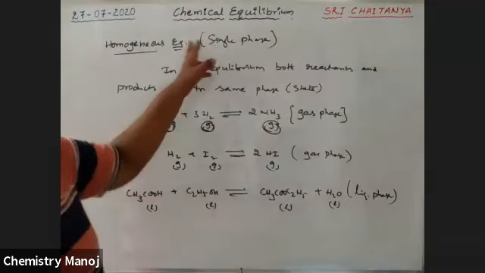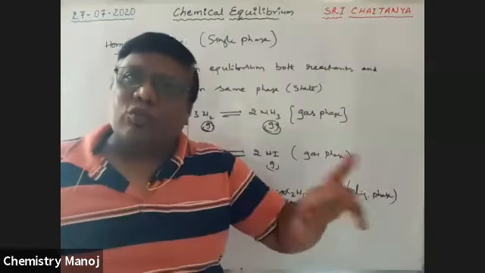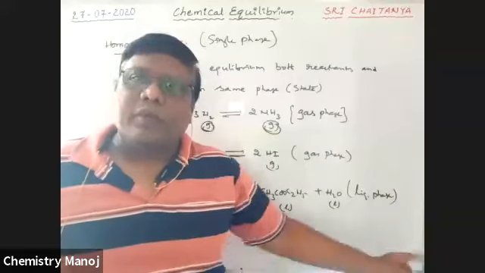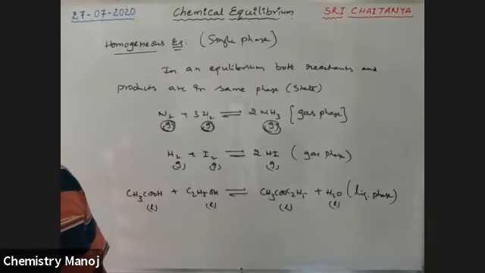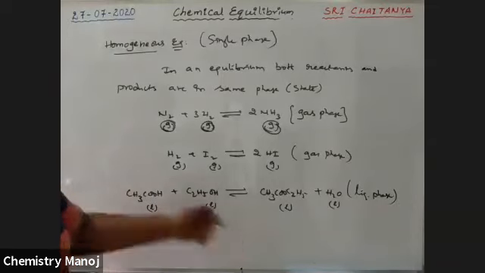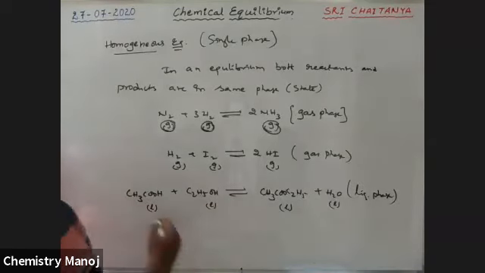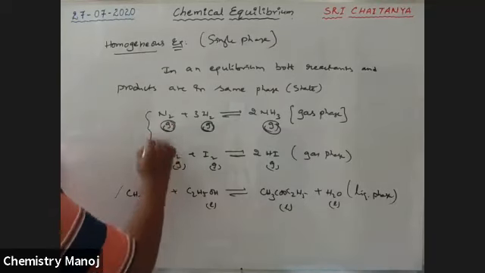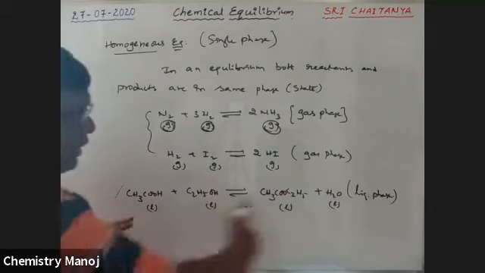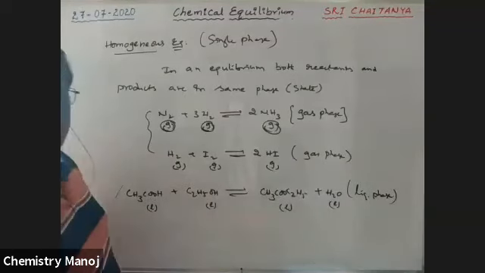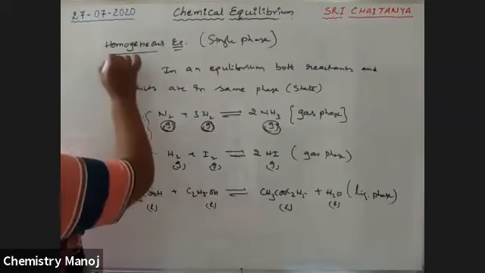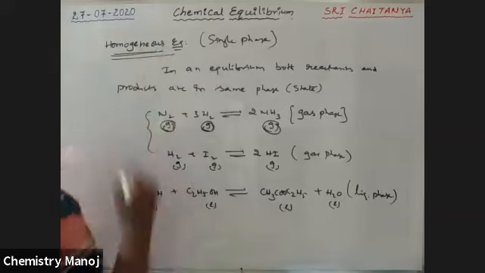That means homogeneous equilibrium is once again divided into two types: gas phase equilibrium and liquid phase or aqueous phase equilibrium. So this one is liquid phase equilibrium, and these two are gas phase equilibrium. But all the reactants and products in the entire reaction exist in the same physical state. That type of equilibrium is called homogeneous equilibrium.